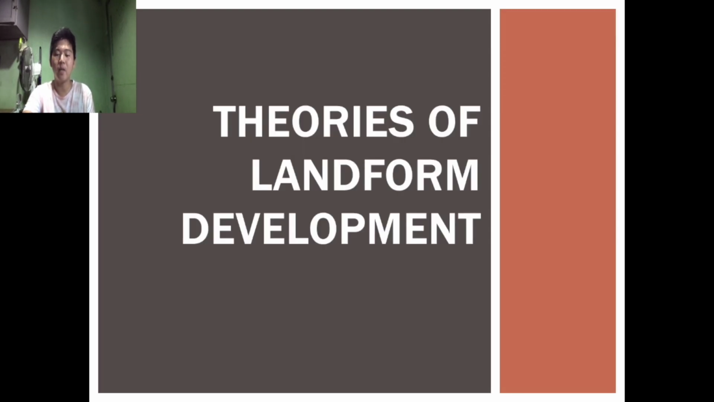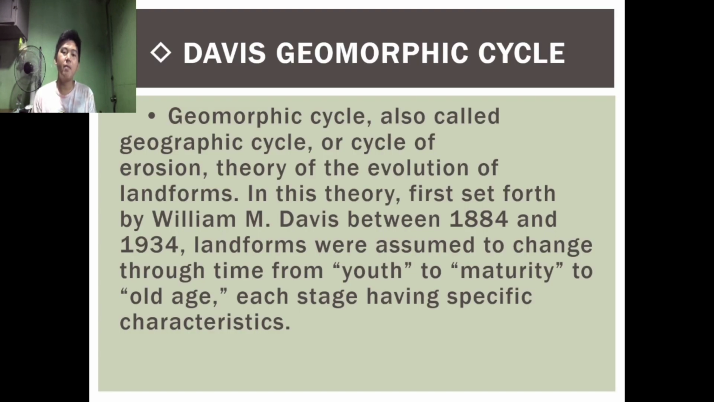Theories of landform development. Davis geomorphic cycle, also called geographic cycle or the cycle of erosion. Theory of the evolution of landforms. In this theory, first set forth by William M. Davis between 1884 and 1934, landforms were assumed to change through time from youth to maturity and old age.